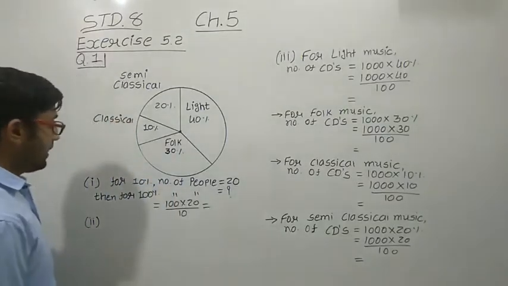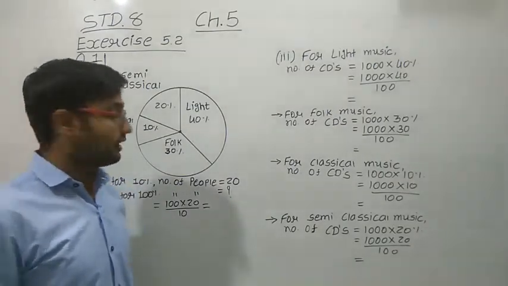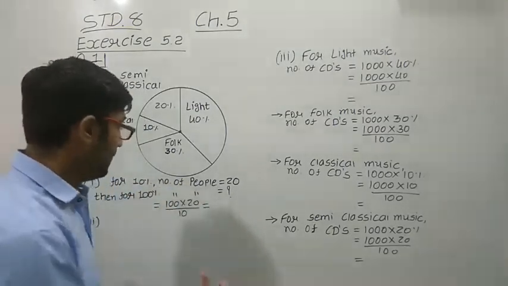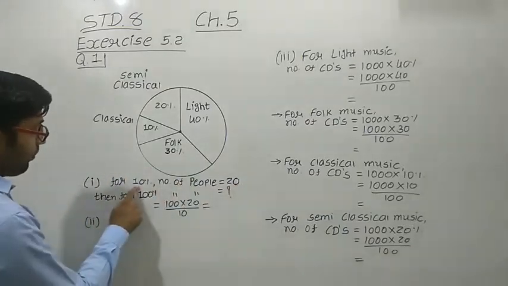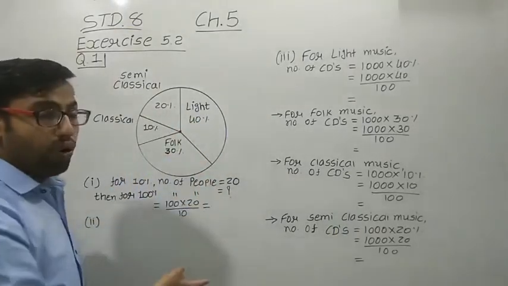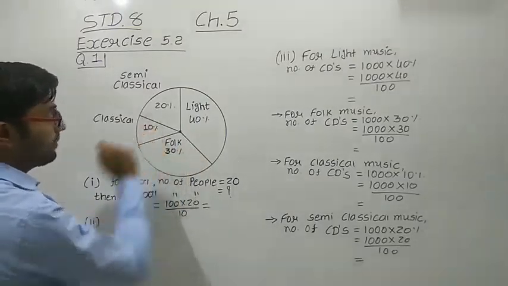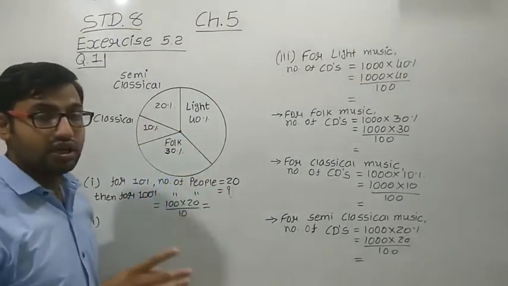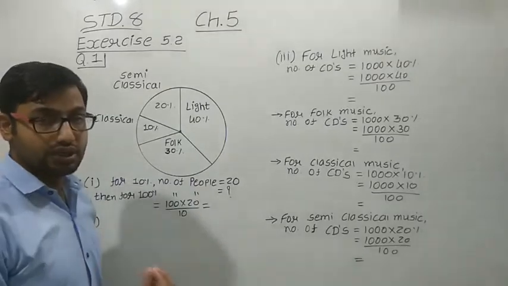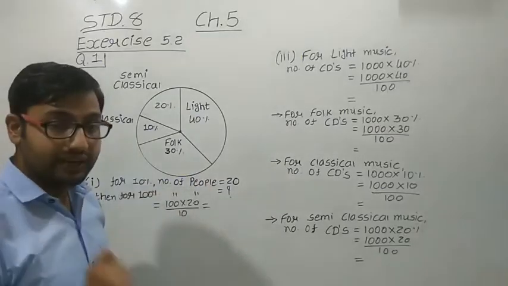For that, we are given that the classical music type liked by the young people is 10%, and the number of people is 20. So for 10%, how much of the circle is covered? 10% of the whole circle. If we count the whole circle, it is 40 plus 30 is 70, plus 10 is 80, plus 20 is 100. So the whole circle means 100%. 10% is covered by the people who like classical music. So for 10%, the number of people is equal to 20.